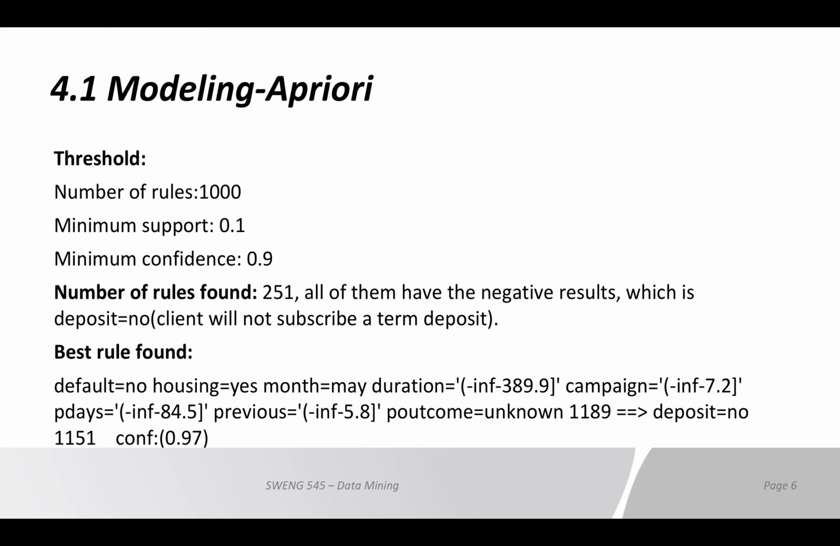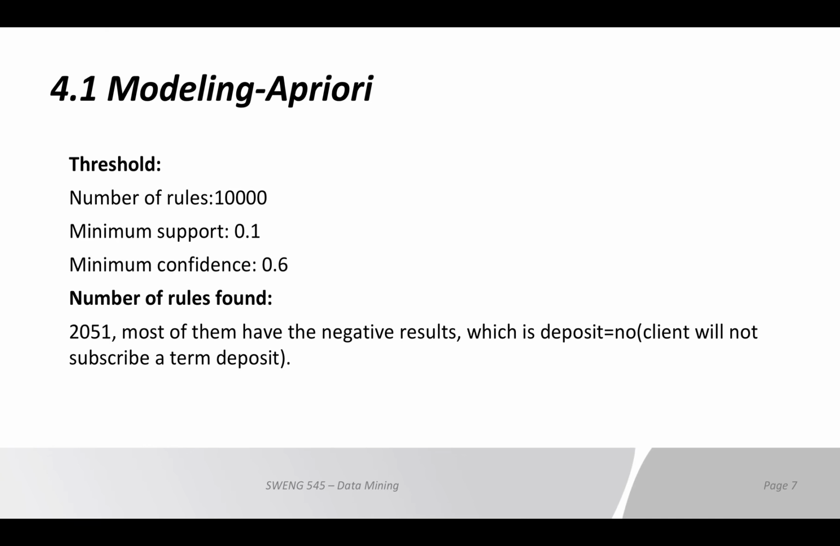We find that the eighth rule includes all of the first seven rows, and the confidence stays the same. So we can delete the first seven rows. If the customer doesn't have credit in default, has a house loan, and the last time the customer was contacted was in May, with the conversation less than 3,089 seconds, the number of contacts less than 6, and the outcome of the previous marketing campaign unknown, then in all these cases combined, the customer does not subscribe to the deposit. The total number of rules we found is 251.